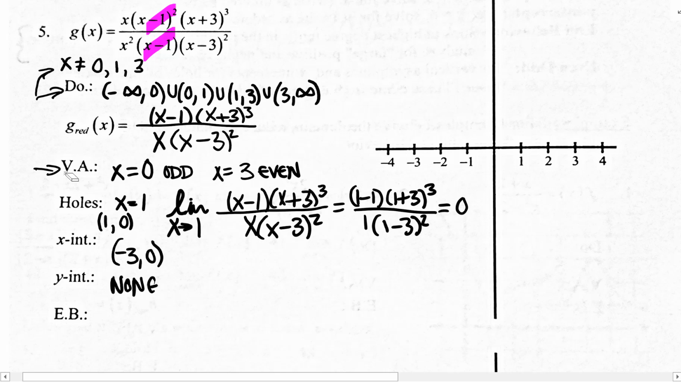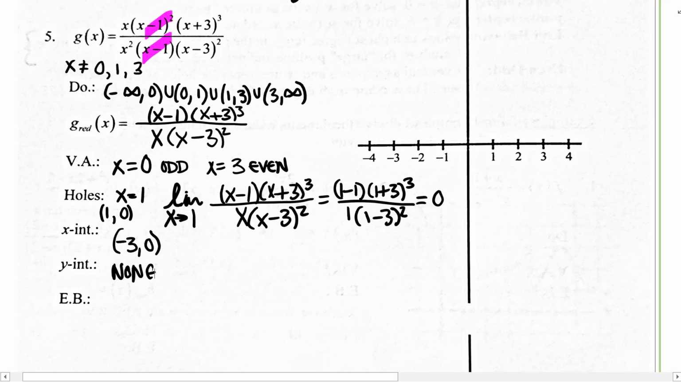End behavior is dependent on the degree of the numerator and the degree of the denominator. So I want to expand the numerator and the denominator to check the end behavior.